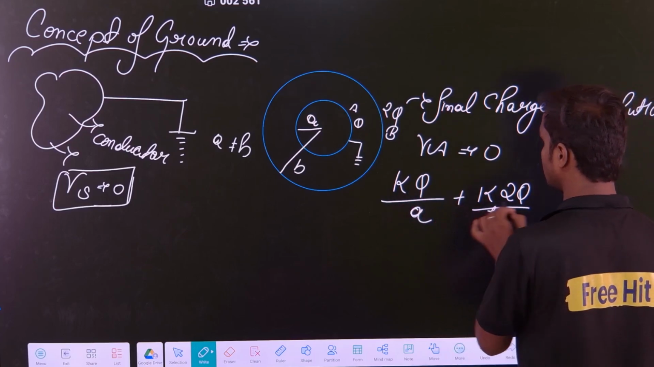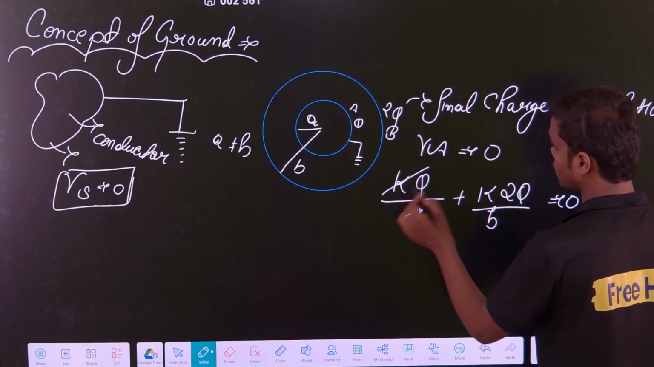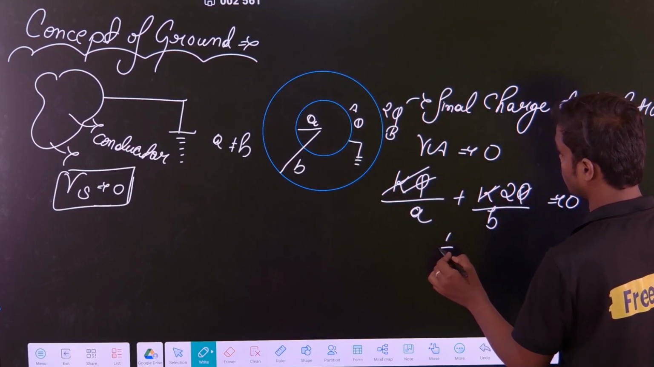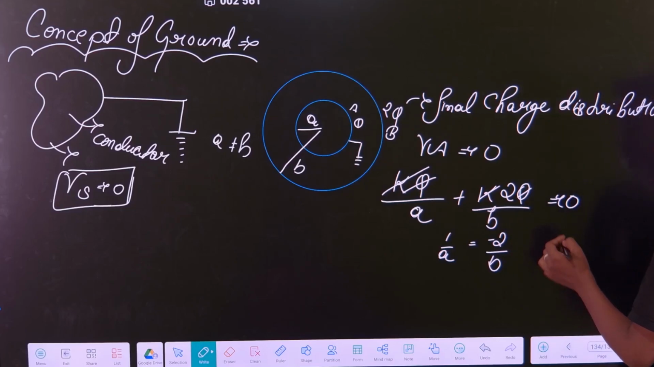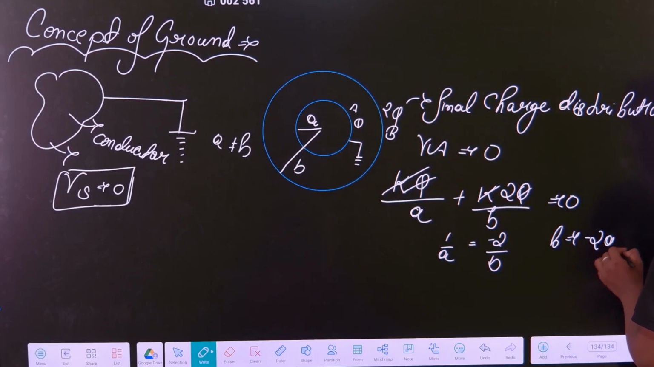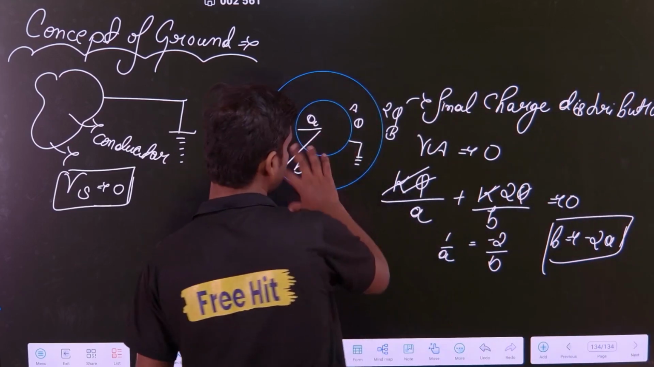So kq by A plus kq by 2B is equal to 0. From here, if I calculate, this thing will cancel out. I will get 1 upon A is equal to minus 2 by B. So from here, what will I get? I will get B is equal to minus 2A. Okay, that means B is equal to minus 2A.